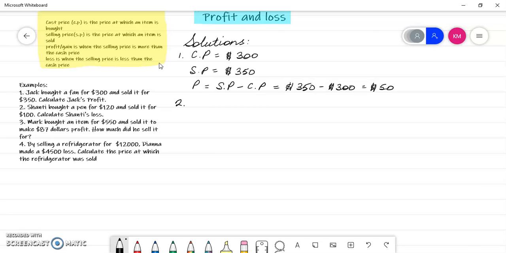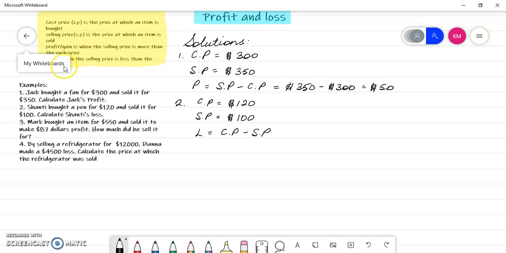Number 2. Shanti bought a pen for $120 and sold it for $100. Calculate Shanti's loss. Same thing, number 2, I'm going to put my cost price, my selling price, and loss. So Shanti bought a pen for $120. So that means my cost price is $120 and sold it for $100. Selling price $100.